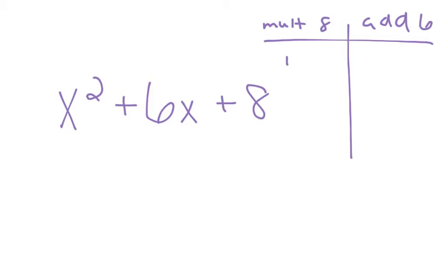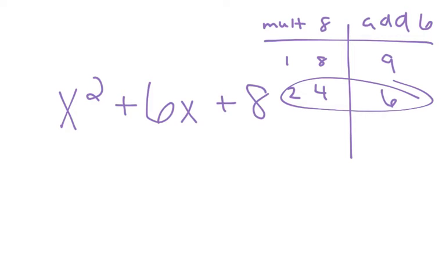You've got 1 and 8. You've got 2 and 4. In this, I don't need to worry about negatives because I'm multiplying to get a positive, I'm adding to get a positive. There's no way I'm going to have any negatives in this answer. So now we add it up. 1 plus 8 is 9. 2 plus 4 is 6. That right there tells me that's my answer.